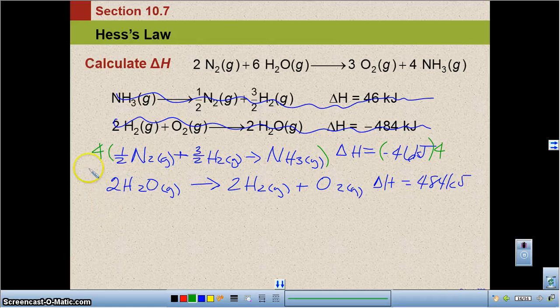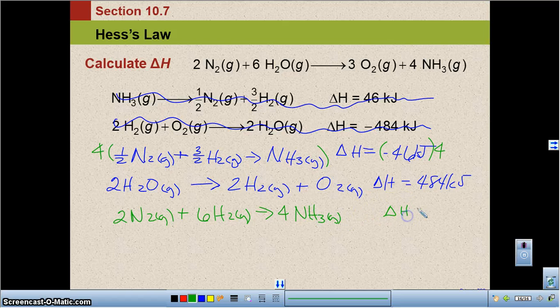So let's go ahead and write down what we have. So 4 times 1/2 is going to be 2 N2 plus 4 times 3/2, which is going to be 6 H2. And 4 times 1 is going to be 4 NH3. And that's going to take our delta H to a negative 46 times 4, which is going to be minus 184 kilojoules. I'm done with this reaction.